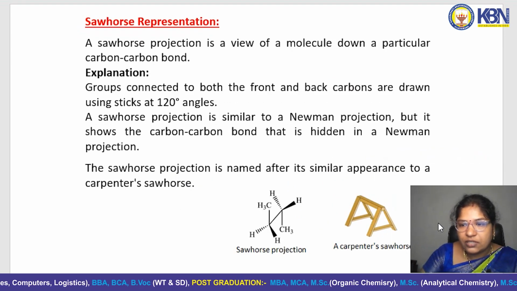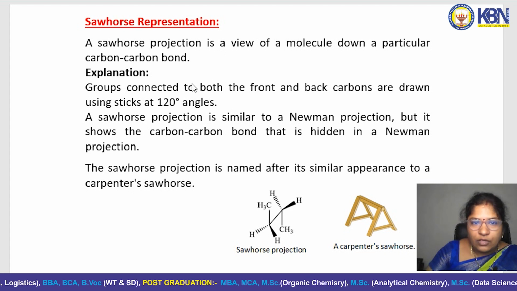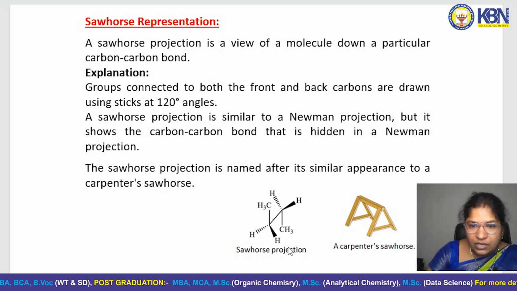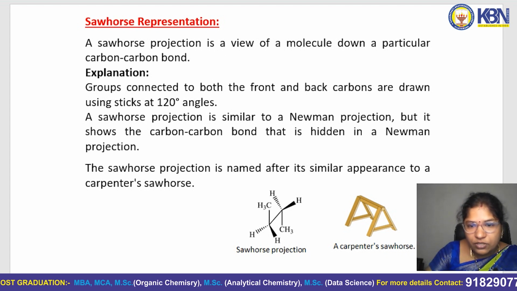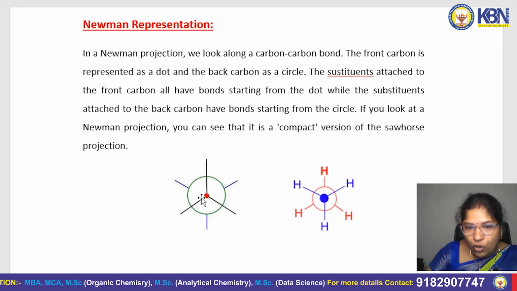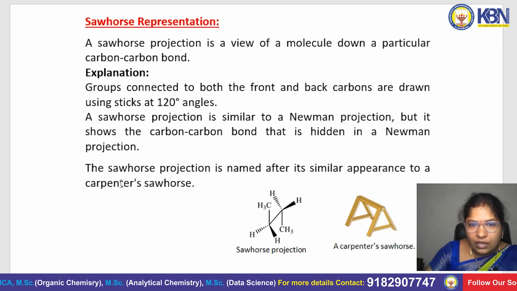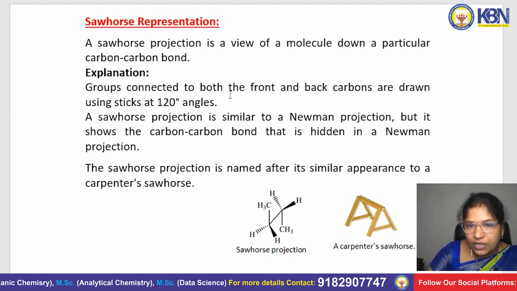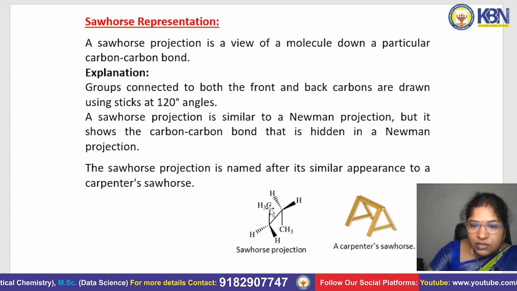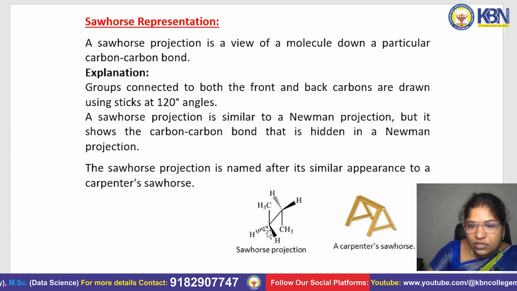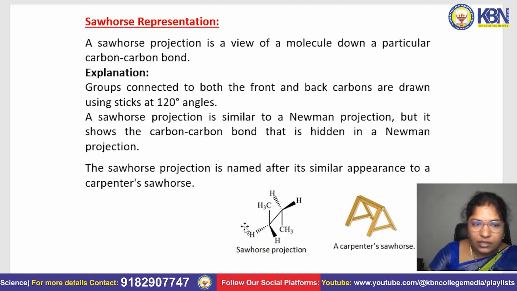Next, the Sawhorse representation. The Sawhorse representation resembles the Newman projection formula. Here, the carbon-carbon bond is present, whereas in the Newman projection formula, the carbon-carbon bond is absent. In the Sawhorse projection formula, the groups connected to the bond on both the front and back carbons are drawn as sticks and show a bond angle of 120 degrees.